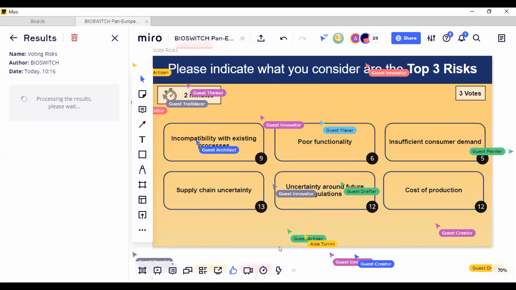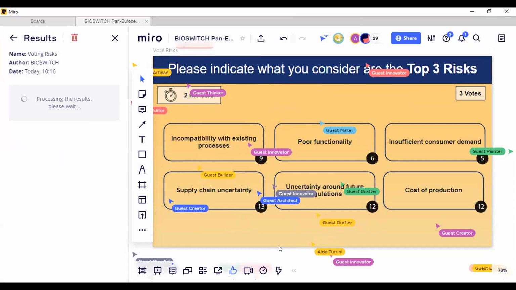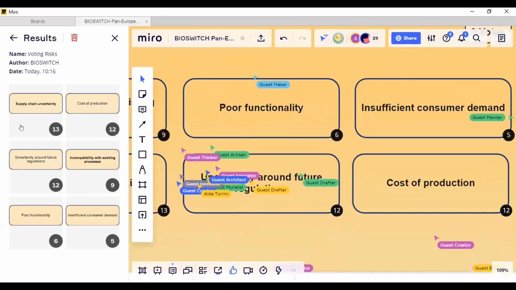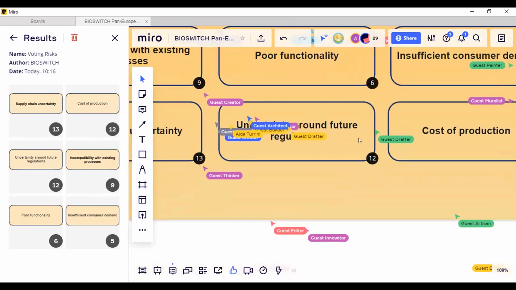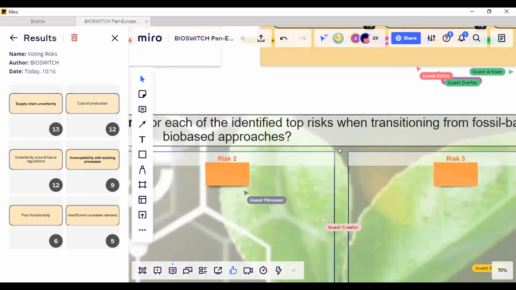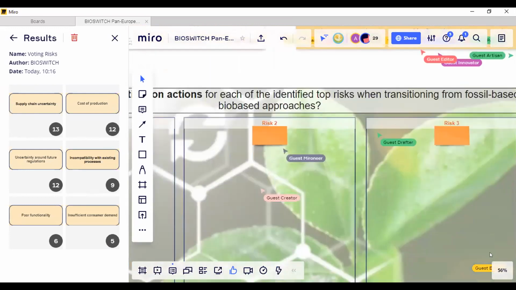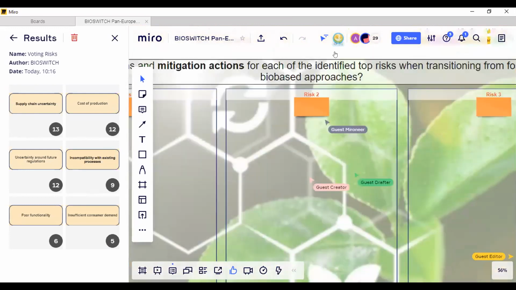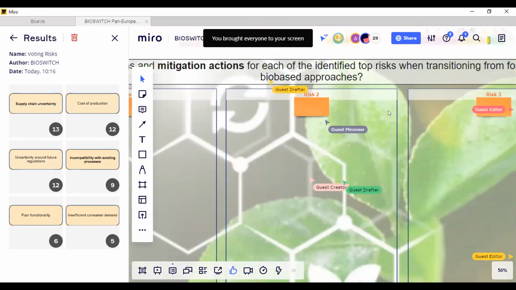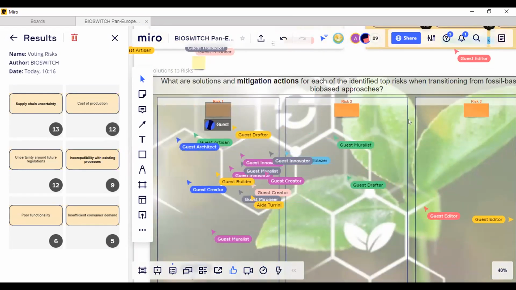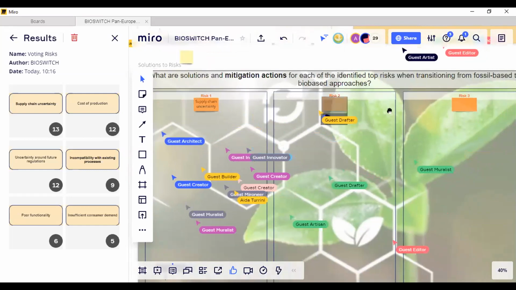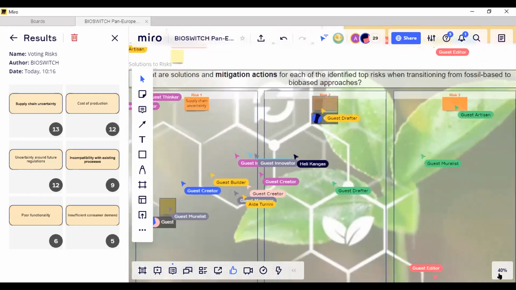We will now use the top 3 risks from this vote to develop a set of solutions around these top risks. The voting results have come out, and supply chain uncertainty, cost of production, and uncertainty around future regulations are the top 3. Again, it is a similar board, divided into 3 sections. We'll be asking you to please provide solutions and mitigation actions for each of the identified top risks when transitioning from fossil-based to bio-based approaches.